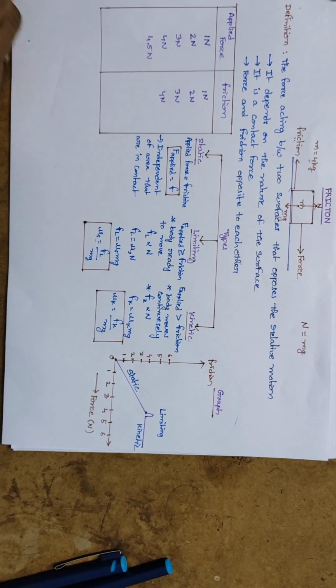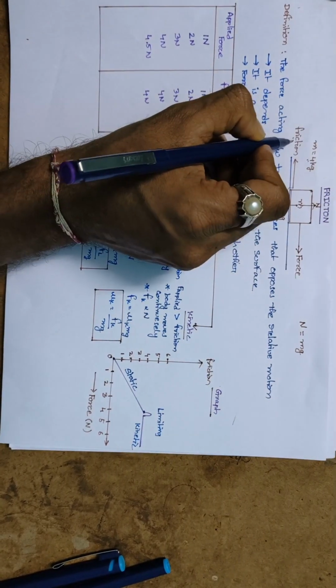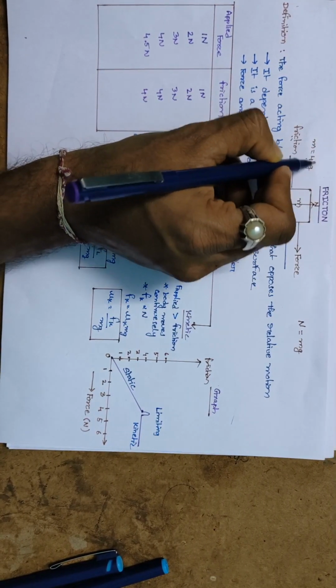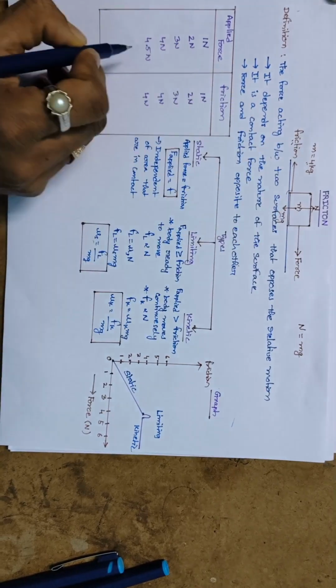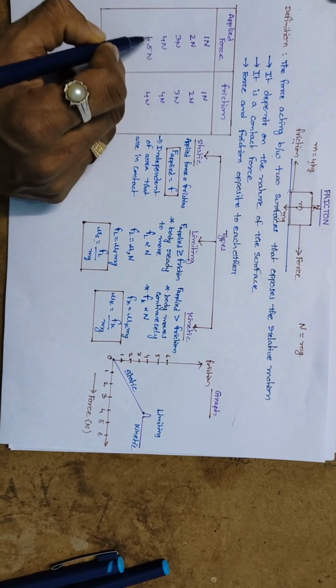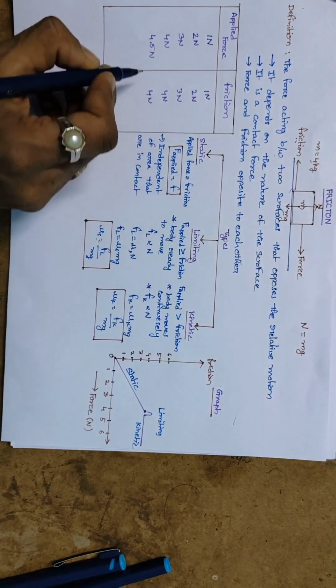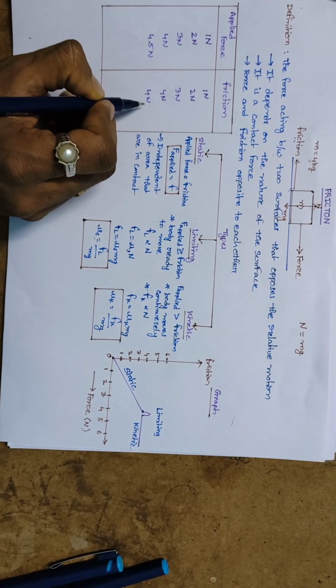4.5 Newtons. But the frictional force is the same 4 Newton. I told you already, the friction depends on the mass of the object. So whenever the applied force reaches 4 Newton, after that we can only increase the applied force, but the friction force doesn't change.